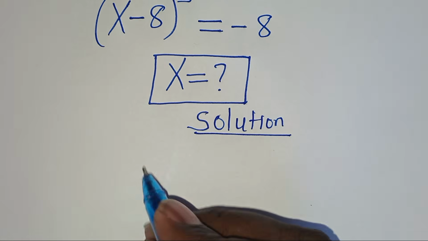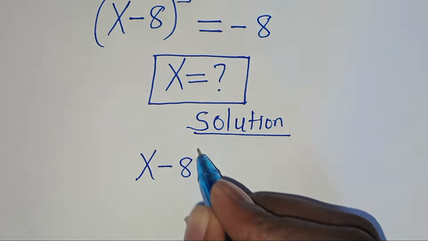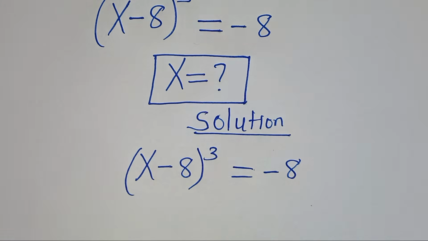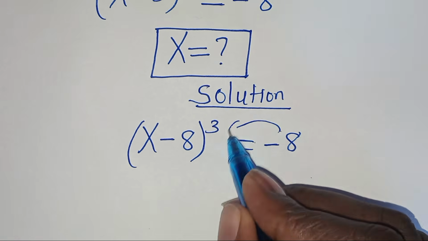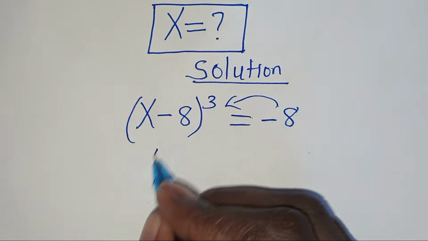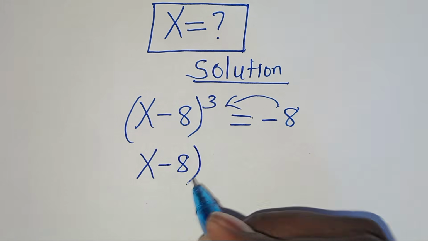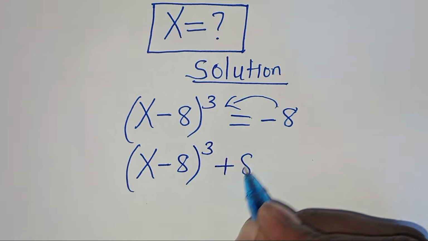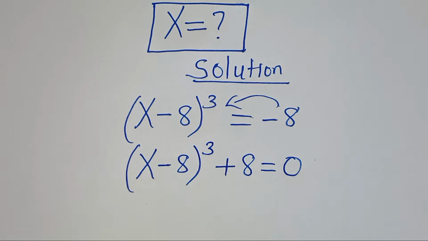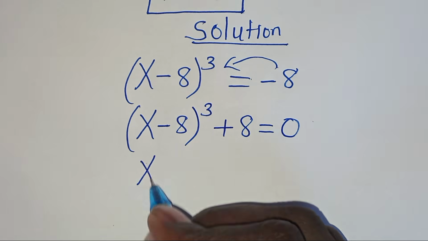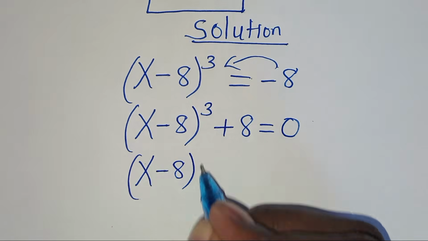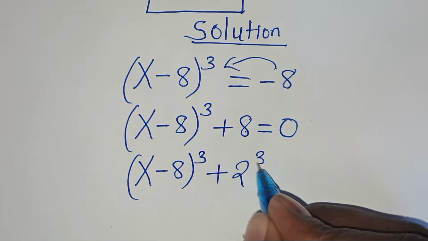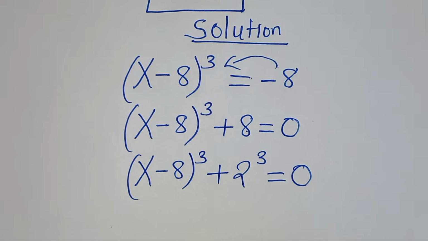So we have (x - 8) raised to the power of 3 equal to -8. Let's take -8 to the left hand side, so that we have (x - 8)^3, minus 8 becomes plus 8, equal to 0. So this is (x - 8)^3 plus, we can express 8 as 2^3, equal to 0.